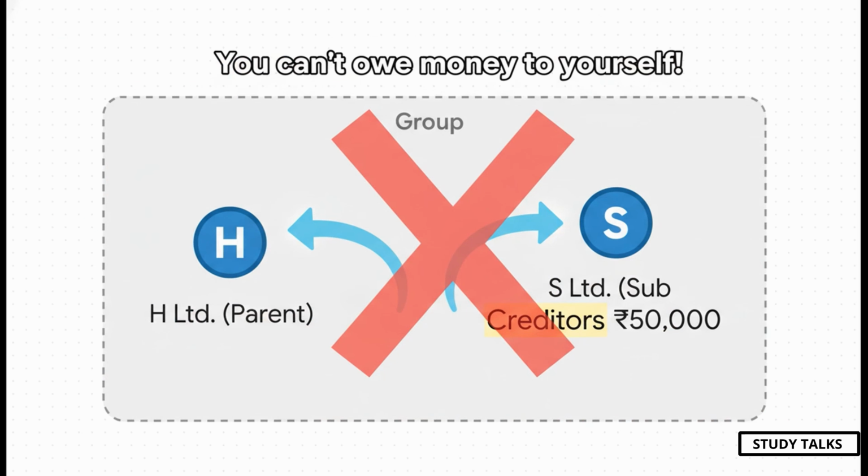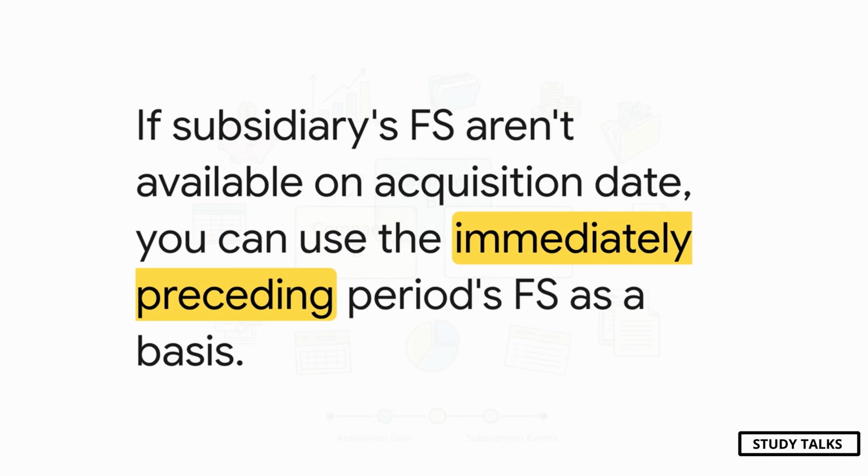Let's take the easiest example, a loan between the two companies. H Limited's books say S Limited owes it $50,000. S Limited's books say it owes H Limited $50,000. When we put them together as one big company, can a company owe money to itself? No, of course not. It's like moving money from your left pocket to your right pocket. So in the consolidated accounts, both that debtor and that creditor just disappear. We cancel them out.